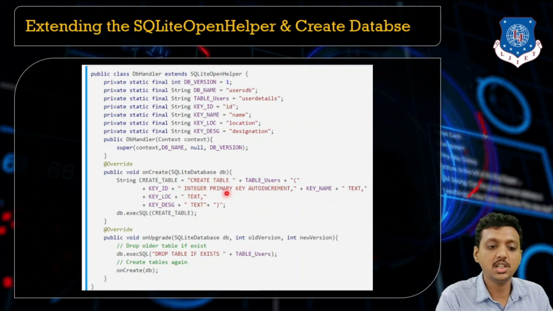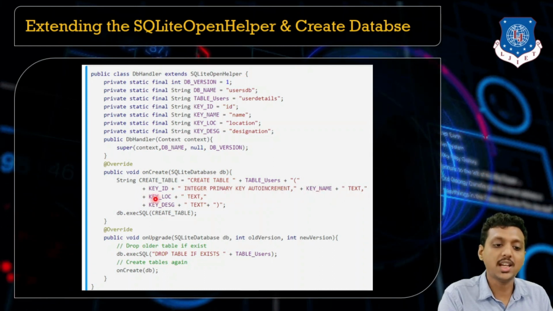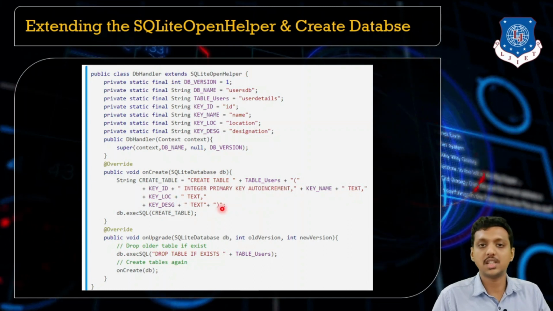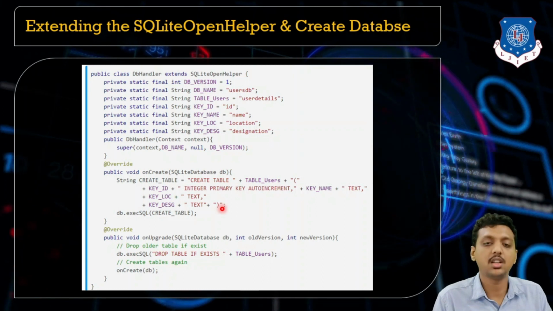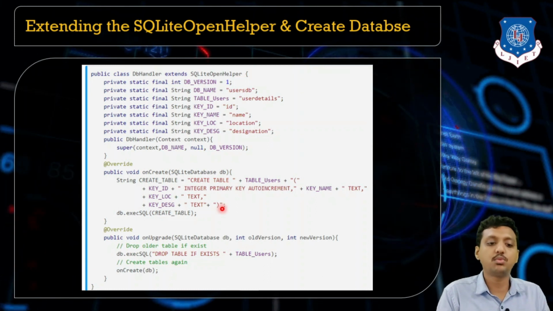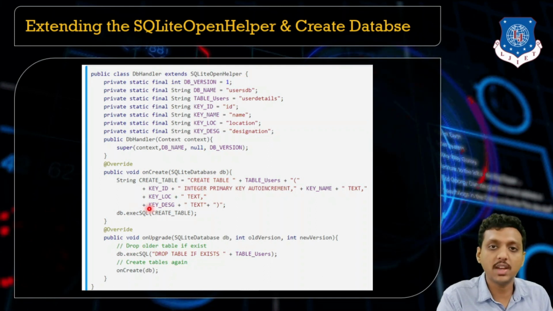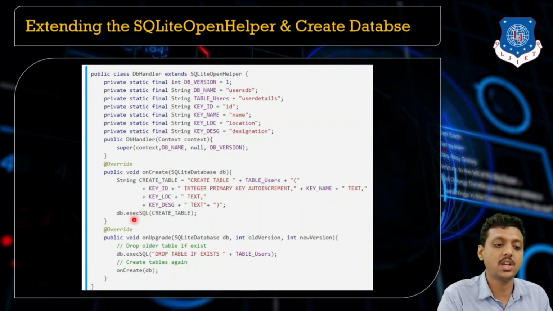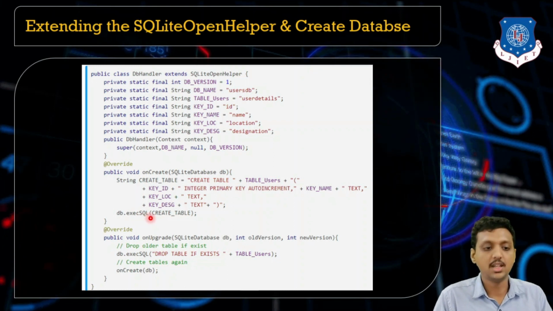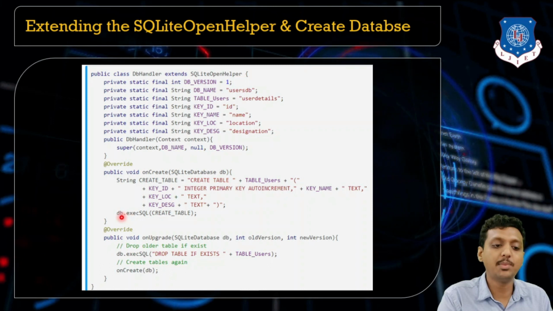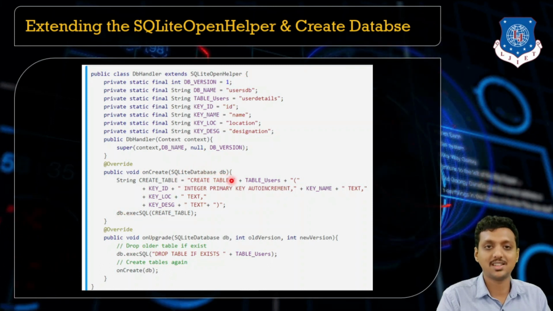This is an integer, this is the primary key, and by default it's auto incremented. Then key name text, location text, designation text. So instead of varchar, students, we are going to use text in Android, and for integer we have integer with us. Now to execute the query, we have one function known as execSQL. This function should be called with the help of the db object. db is the object of the SQLiteDatabase class.